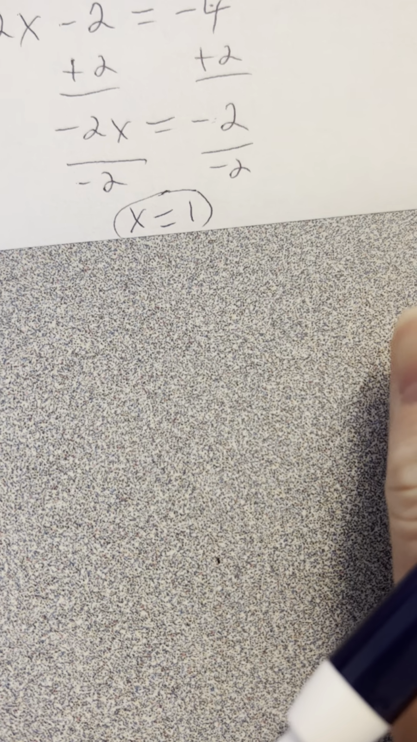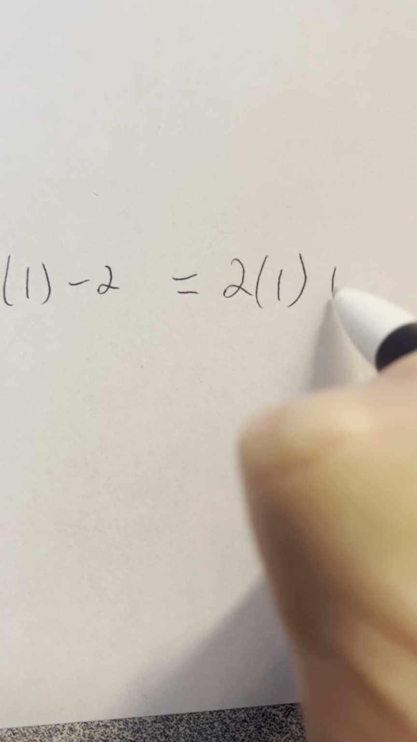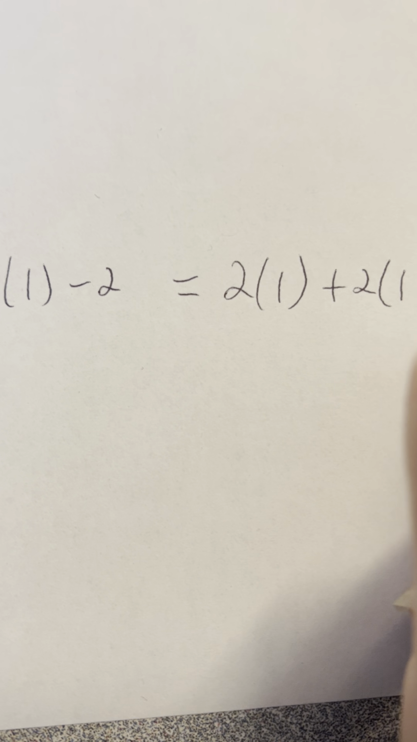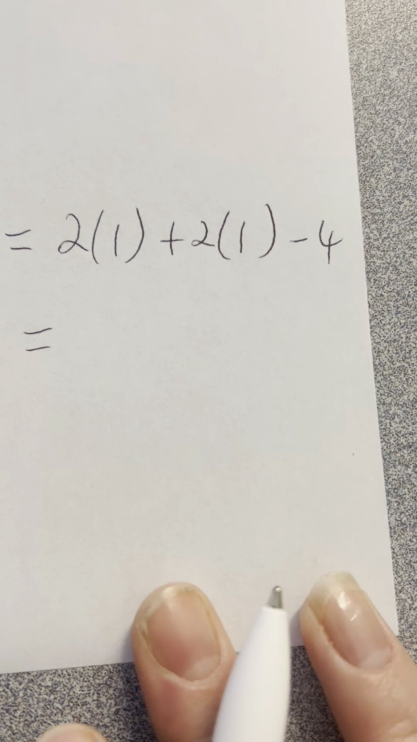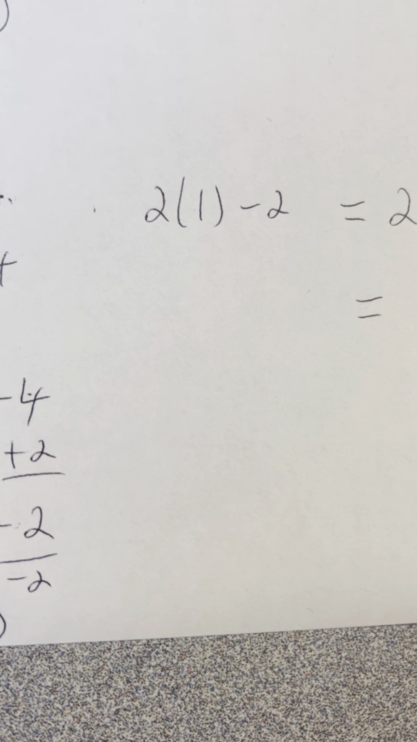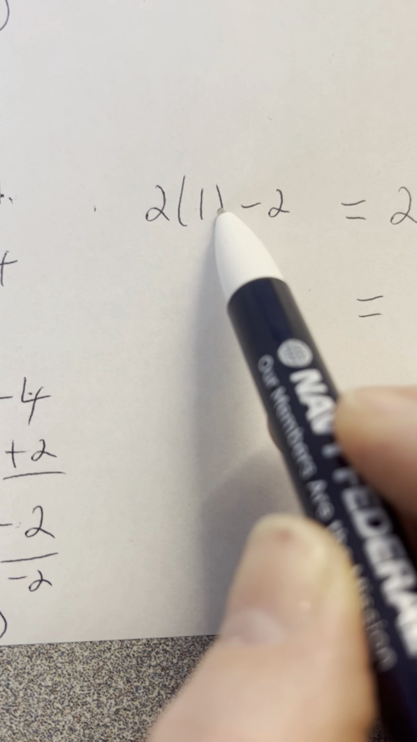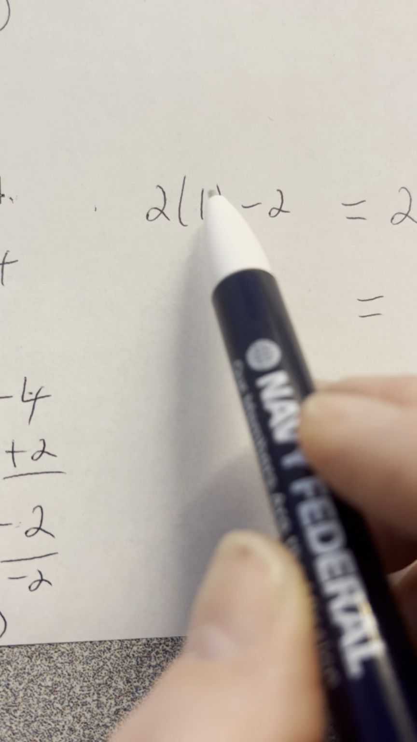Okay, now let's go ahead and check our answer. So I'm going to have 2 times 1 minus 2 equals 2 times 1 plus 2 times 1. Now, if you don't want to use decimals, you don't have to. These are pretty easy to do actually in your head. So 2 times 1 is just 2, but if you want to use decimals, go for it.